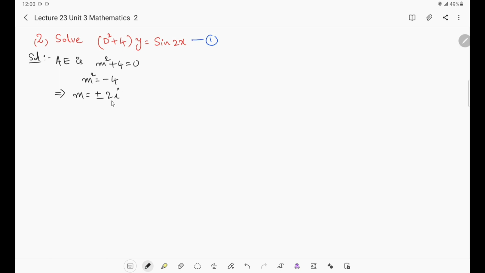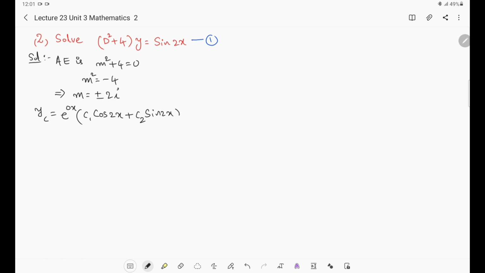What kind of roots are we getting here? It is in the form of 0 plus or minus 2i, that is, alpha plus or minus i beta, right? Complex roots. For complex roots, what will be the complementary function? yc equals e power alpha x. Alpha is 0 here, so e power 0x into c1 cos beta x. Beta is 2 here: c1 cos 2x plus c2 sin 2x.